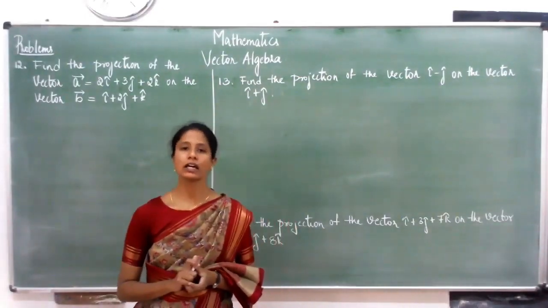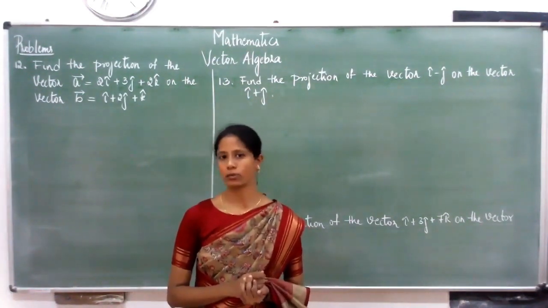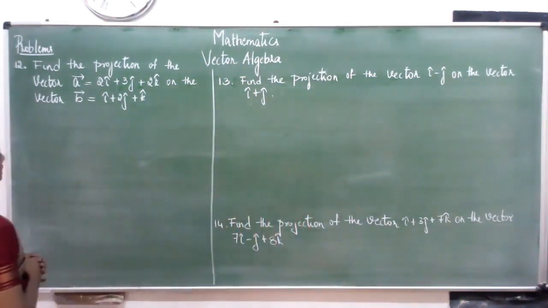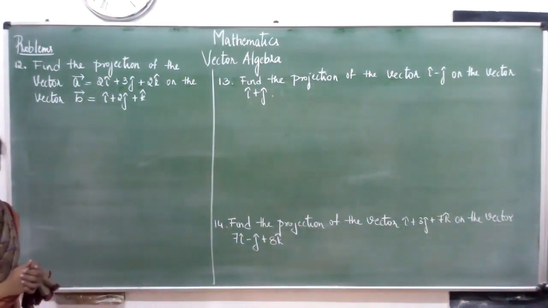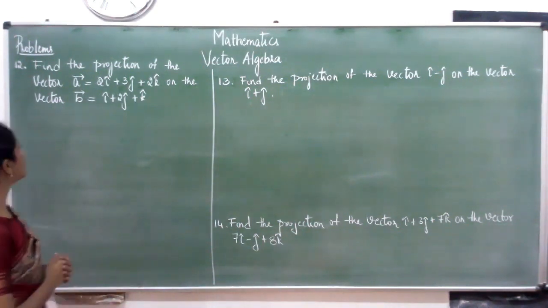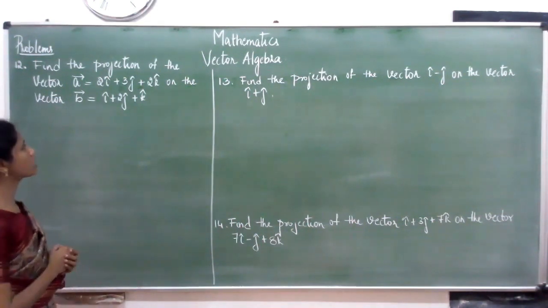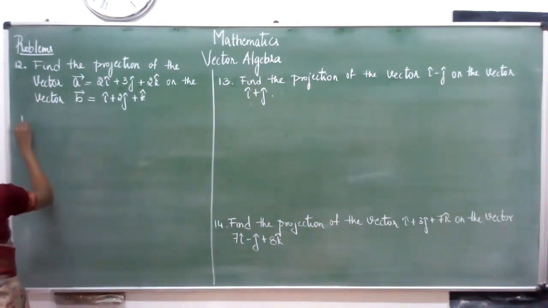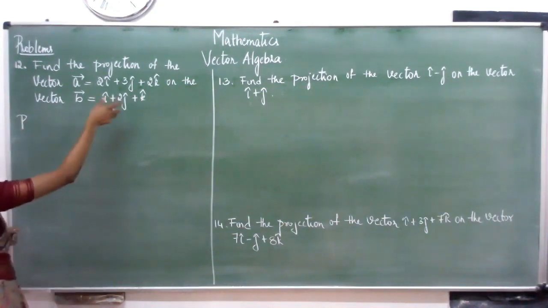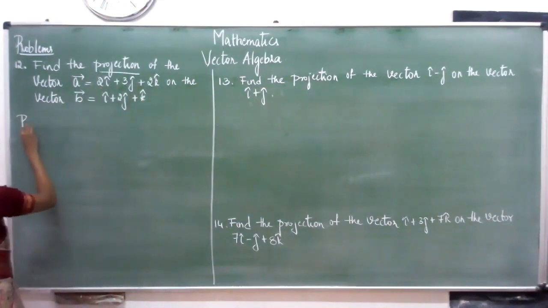In today's class, let us solve a few more problems on the concept of scalar product or the dot product of two vectors. Let's see the first question. Find the projection of the vector A, which is equal to 2i cap plus 3j cap plus 2k cap, on the vector B, which is given by i cap plus 2j cap plus k cap. We have already seen what the projection of vector A on vector B is. We need to find the projection of the vector A on the vector B.